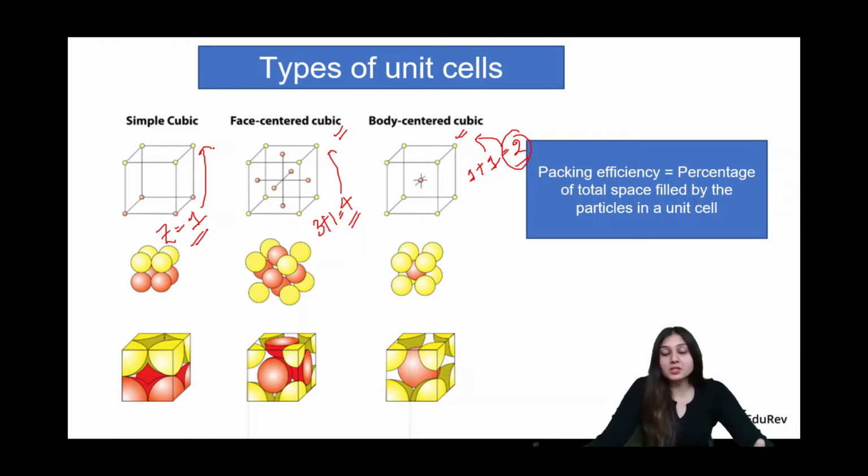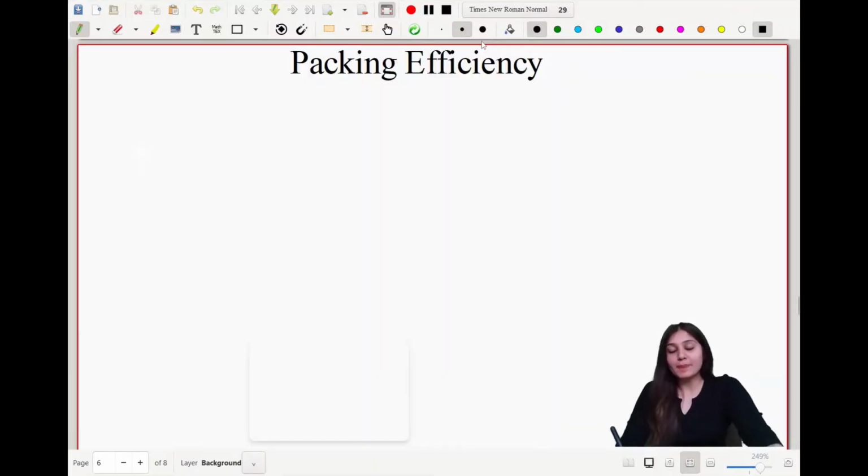But we know that 100% never exists. No matter how much we try, some space is always going to be left. So packing efficiency can never be 100%, understand that. But what is the packing efficiency for all these 3 different unit cells? We'll see that in a while. So what is packing efficiency? Packing efficiency in mathematical terms is the volume occupied by the atoms of the unit cell.